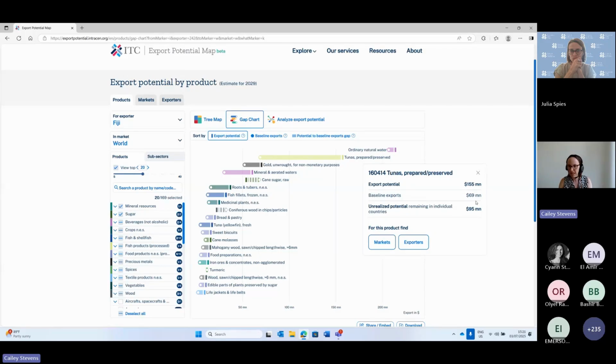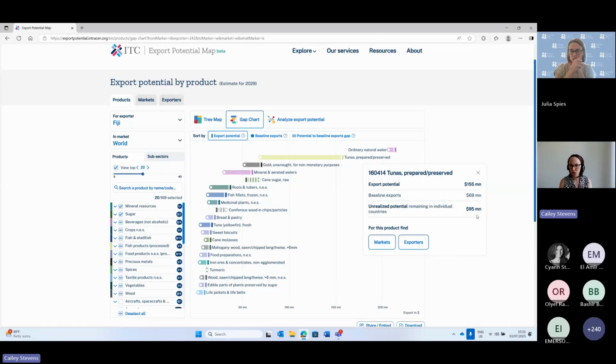The next number we see is 69 million baseline exports. This means that Fiji is currently exporting $69 million worth of prepared or preserved tuna to the world. And when we say currently exporting, we actually mean an average of 5 years. So we're using an average of the period 2019 to 2023 with higher weights placed on more recent years. In the previous version, this was called current exports, but we felt that that created confusion, so we've renamed it as baseline exports.